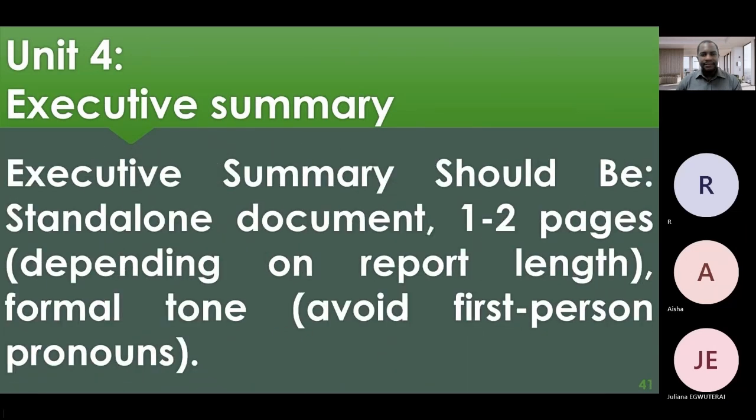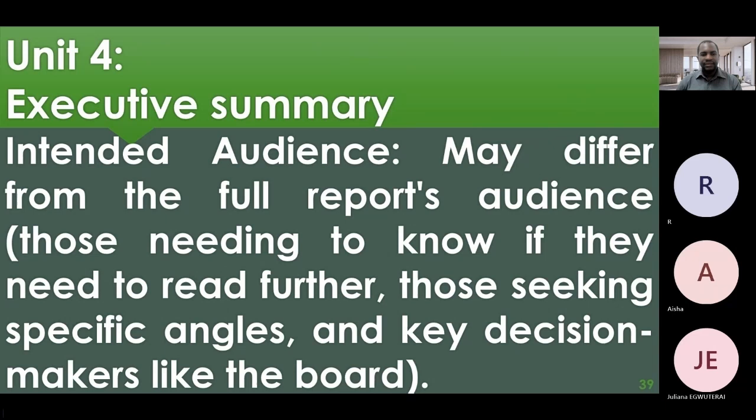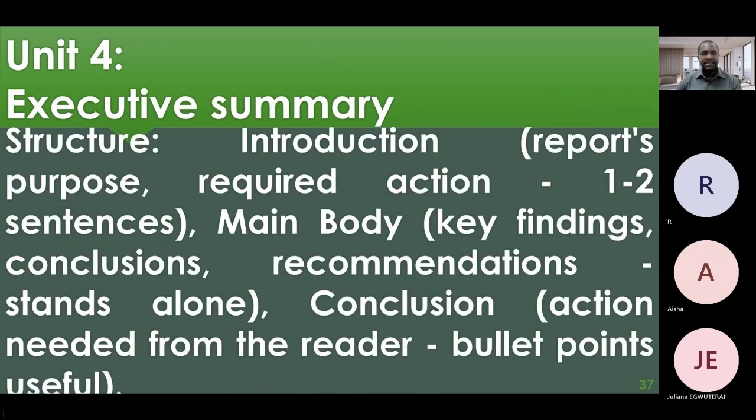Which slide did he speak to? Because the examiner is keen on that and he answers it. Okay, so it's this slide 37. Take note of what he said. He said the structure should be introduction, 1 or 2 sentences: this report is aimed at analyzing the financial performance and the projects of the company, so in 1 or 2 lines.